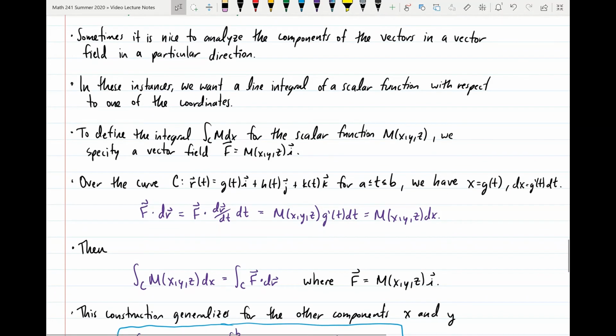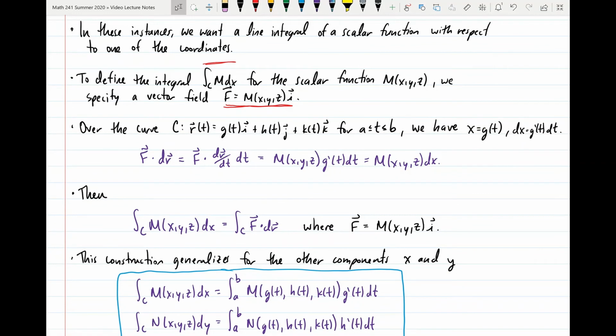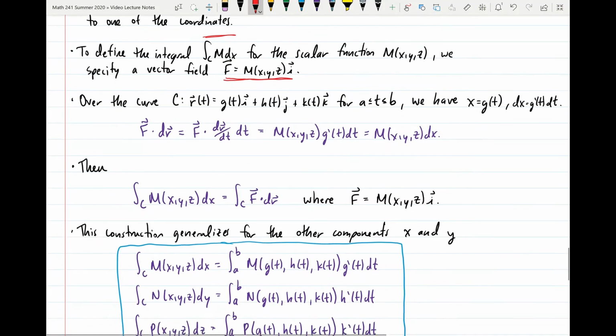So to define the line integral of m with respect to dx over the curve c, for the scalar function m of x, y, z, we specify a vector field that corresponds to this m of x, y, z given by f equals m of x, y, z i. So we've taken our scalar function m of x, y, z and it corresponds to this vector field where we take in points in space x, y, z, and it outputs one-dimensional vectors, where those one-dimensional vectors are given by m of x, y, z.